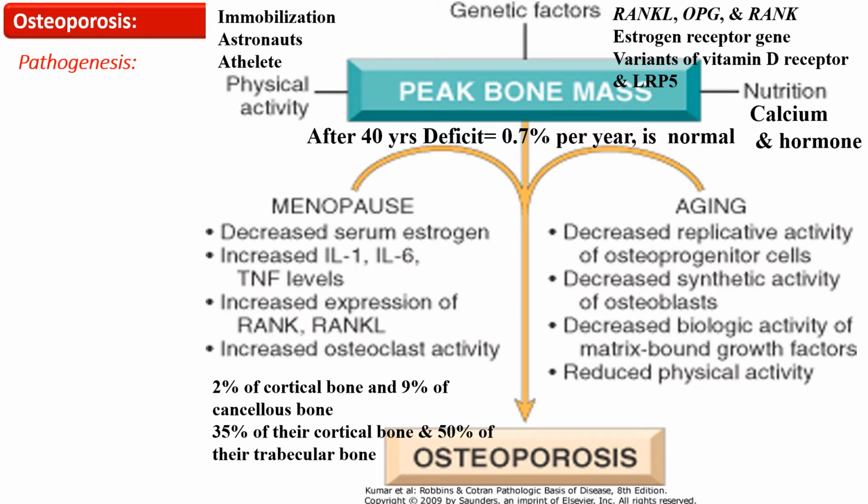Aging is another cause of osteoporosis. As men get older, their physical activity and movement progressively become limited. So this is another contributing factor for the development of osteoporosis. Another factor is decreased replicative or synthetic activity of the osteoprogenitor cells or osteoblasts respectively. So there is reduction of the activity of matrix bound growth factors.